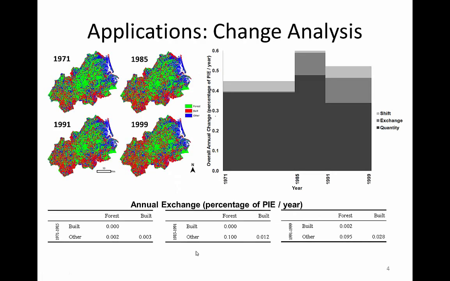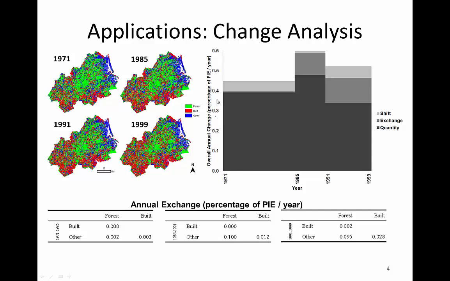We evaluated these concepts in two applications, change analysis and error assessment. In the first case, we applied the concepts of exchange and shift to the analysis of land cover change through time in the Plum Island ecosystems LTER study site, using the land cover maps produced by the Office of Geographic Information of Massachusetts at 30 meters spatial resolution for 1971, 1985, 1991, and 1999. We analyzed the changes in three land cover categories, forest, build, and other, in three time intervals.